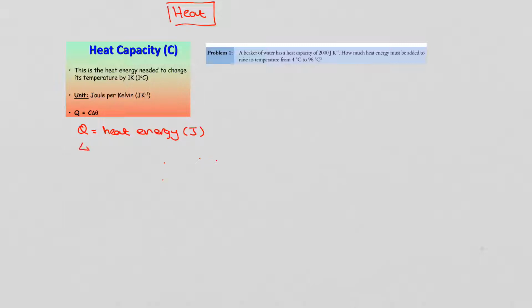Our change in temperature obviously is in kelvins for our SI unit, but 99% of the time our questions are going to be given to us in terms of degrees Celsius. So the delta means change and theta means temperature. That symbol is the Greek letter delta and the Greek letter theta. And then our capital C is our heat capacity.